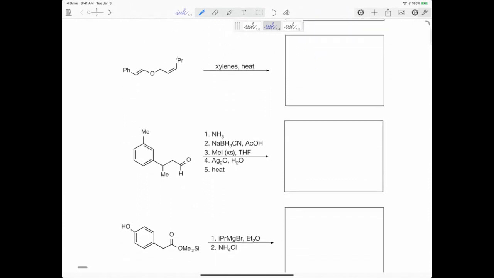Okay. All right. This is a Claisen rearrangement. So remember always to draw the chair. Vinyl is always at the bottom, so we know that vinyl is right here, and because it's trans to the oxygen, it's going to be trans right here.